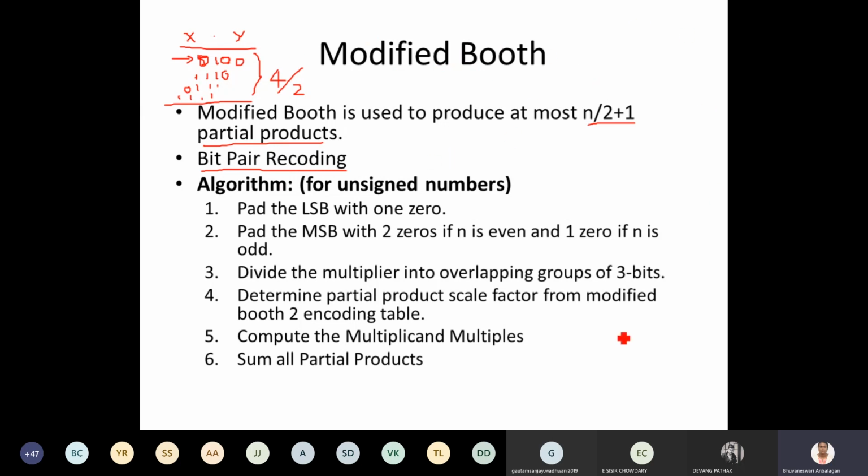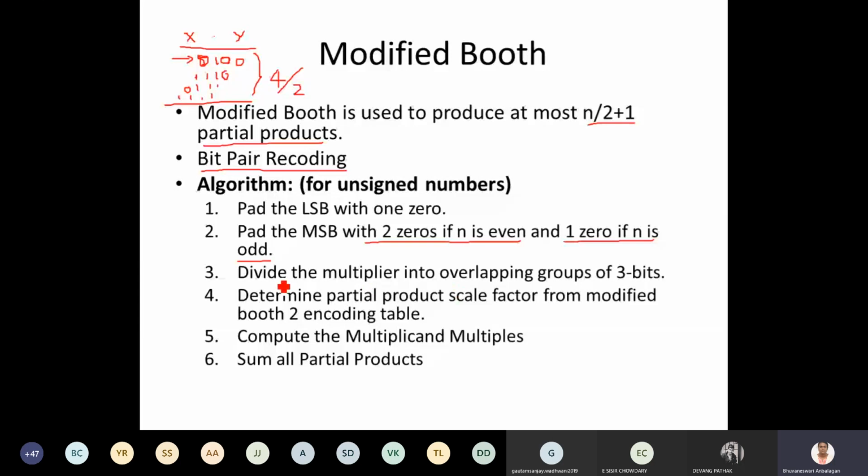Again, what is it going to do? It is going to do the multiplication only. What is the algorithm? We'll see. Pair the least significant bit with 0. Then pair the most significant bit with 2 zeros if n is even. What is n? n is the number of bits it is going to handle. And I am going to pair the most significant bit with 1 zero if n is odd. Then divide the multiplier into overlapping groups of 3 bits.